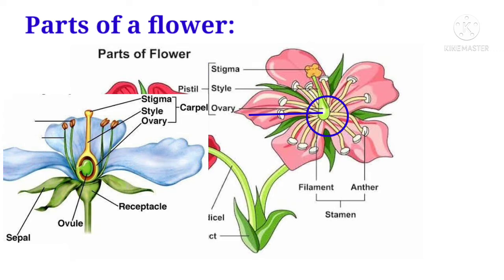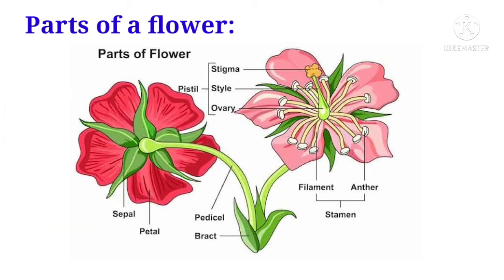A swollen base called the ovary. The ovary contains small structures called ovules. A stalk arises from the ovary and is called the style. The style ends at the stigma at the top.